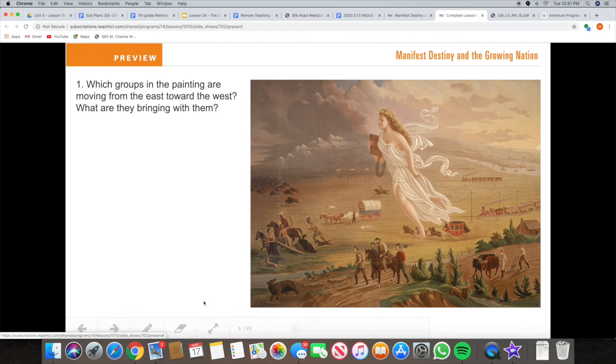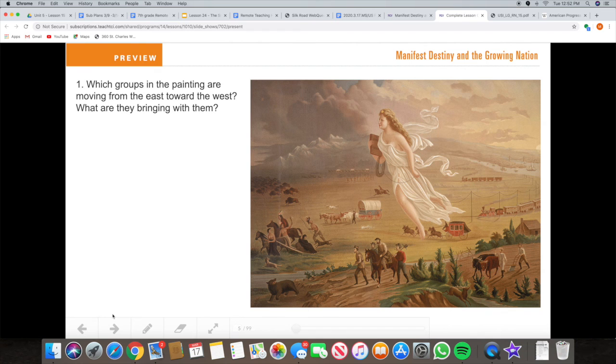The first question about this painting is, which groups in the painting are moving from the east towards the west? So this is the east. Who is moving from the east to the west? What are the groups? And what are they bringing with them? What can you see? What do they have? That's the first question. Again, you can hit the pause button. Write that in your notebook.